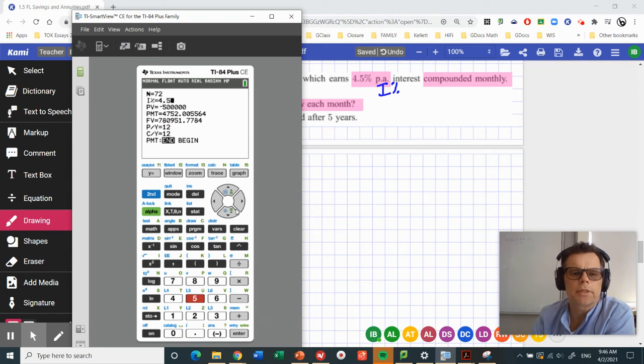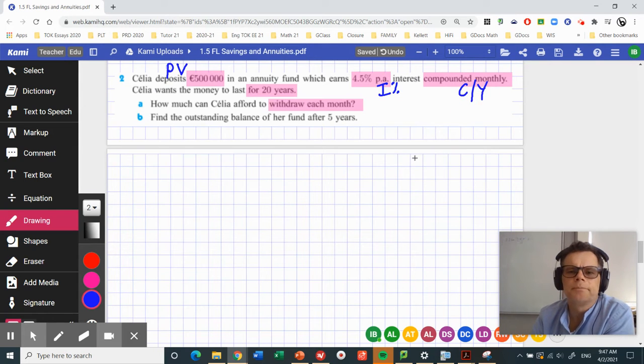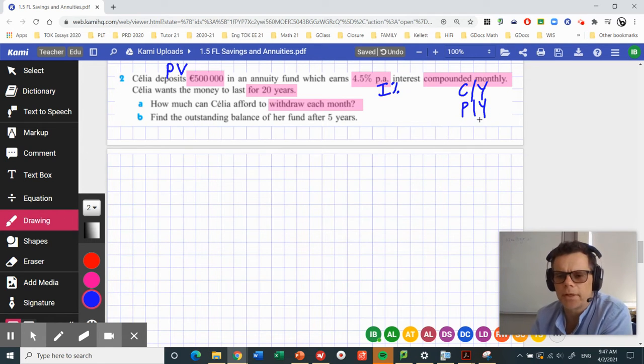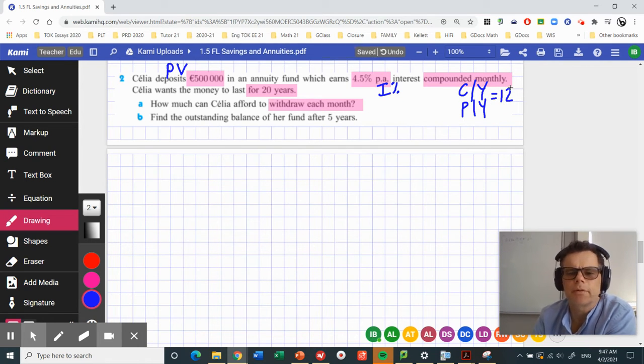Compounded monthly. Let's put that on the GDC. Where does that go? It goes down here. Compounds per year, payments per year. So it's compounded monthly, so compounds per year is 12. So that's the compounds per year. And it's compounded monthly. That's right. So that's the payments per year, and compounds per year will be the same. So the interest is compounded 12 times per year, and that interest is paid 12 times per year. So there's the same thing. 12. There you go. Not obvious because it says monthly, 12 times a year.